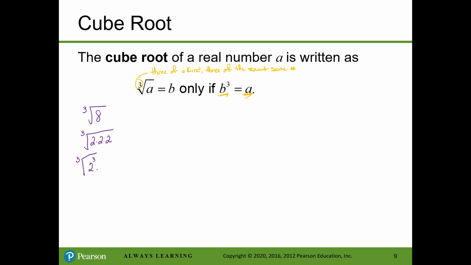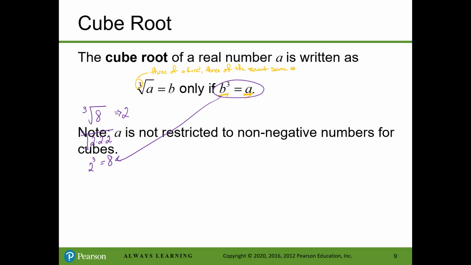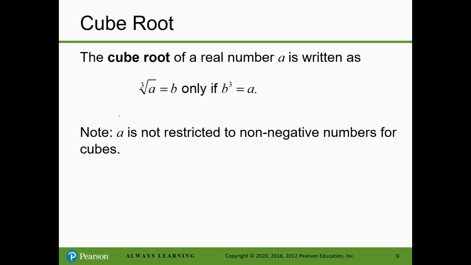Let me erase something very quickly. 2 to the third equals 8, which is what they're trying to say here. So in this case, the cubed root of 8 would just be a 2. Cool? Okay. A is not restricted to being a non-negative number. You'll see. Let's look.